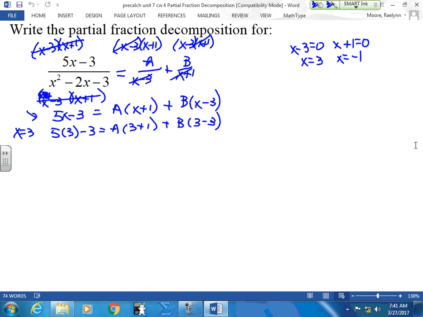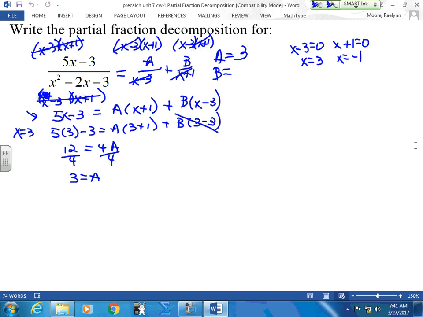We can see this time we're eliminating which one? B. Anything times 0, got rid of. So 15 minus 3 is 12 is equal to 4a. We're going to divide by 4, and a is equal to 3. So let's keep track of this. We need an a equal, we need a b equal. Okay with that so far?